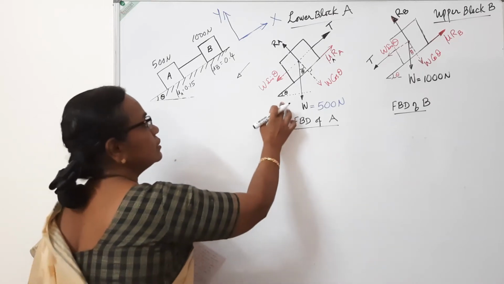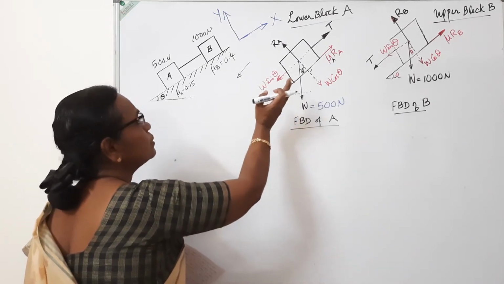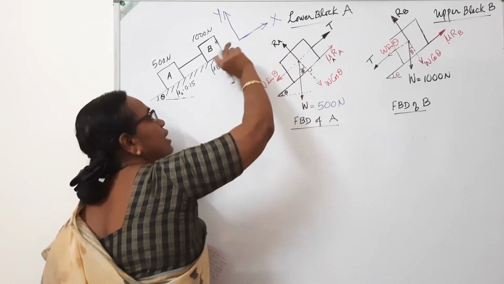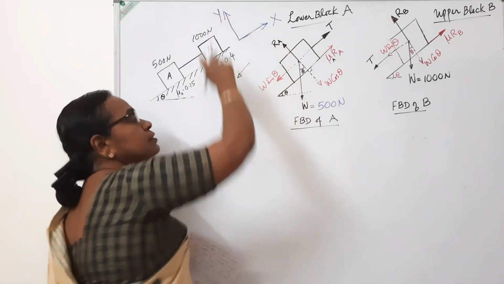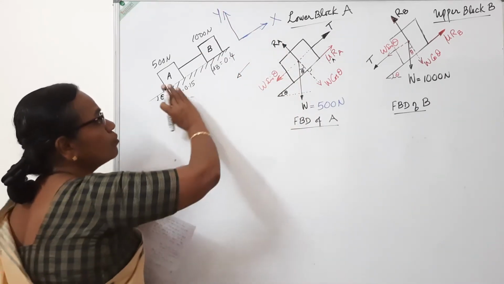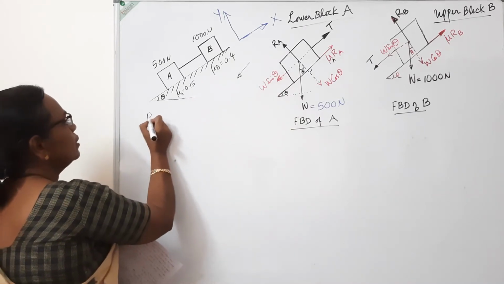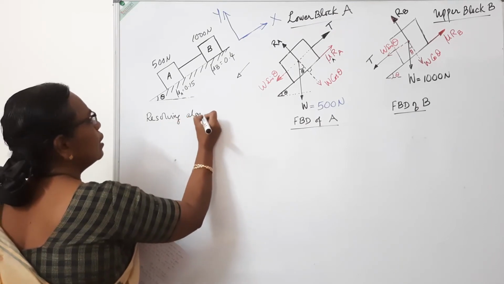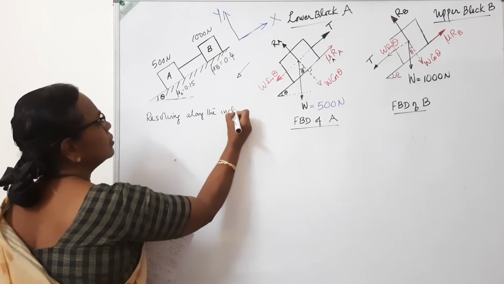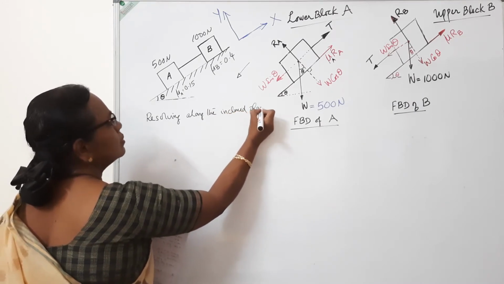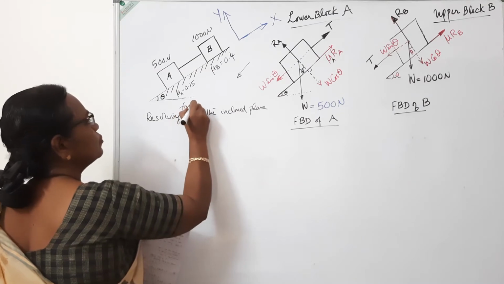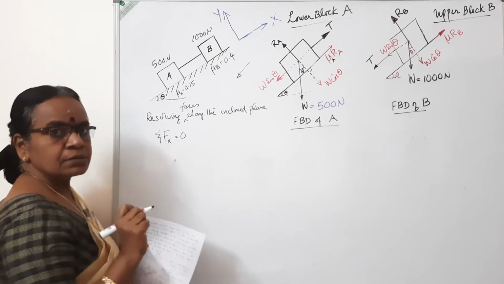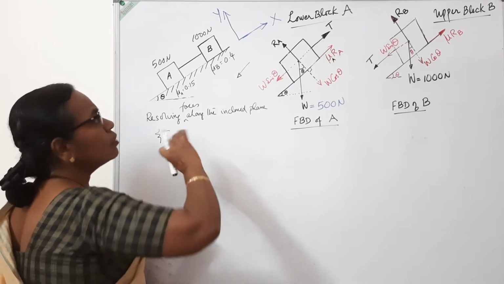Now consider this. All the forces are now along the plane and normal to the plane, so I'm going to consider the x-axis along the plane and the y-axis normal to the inclined plane. Resolving all the forces along the plane, considering the equilibrium along the inclined plane, I am going to write sigma Fx is equal to 0. Sigma Fx is equal to 0 means what are the forces in the x direction?